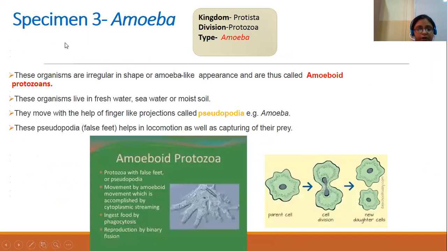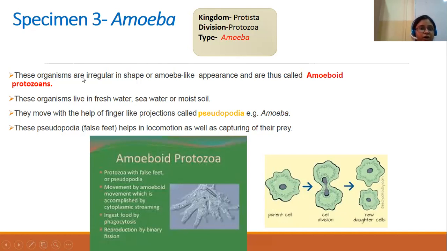The next is the amoeba. So the next specimen, third, is the amoeba. This time the kingdom is Protista. This Protista kingdom is the kingdom of unicellular eukaryotes. Now the eukaryotic cell has appeared. Now this is a single cell.